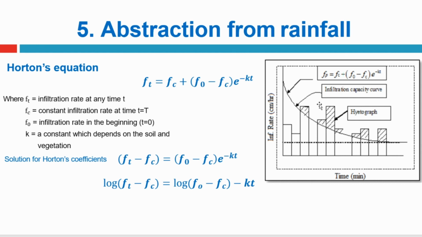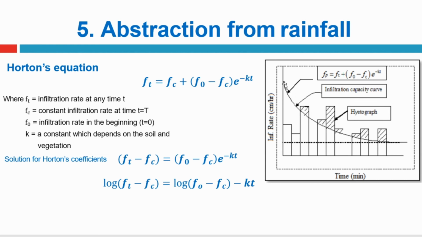now we will try to understand how he has derived this equation. As you can see in this equation, Ft is representing the infiltration rate at any given time. For example, somewhere here I want to find out how much is the rate of infiltration. To determine that, we first need to determine F0. F0 is representing the initial rate of infiltration, Fc is representing the constant rate of infiltration. From this graph you can understand where is the initial infiltration and where is the constant rate of infiltration.